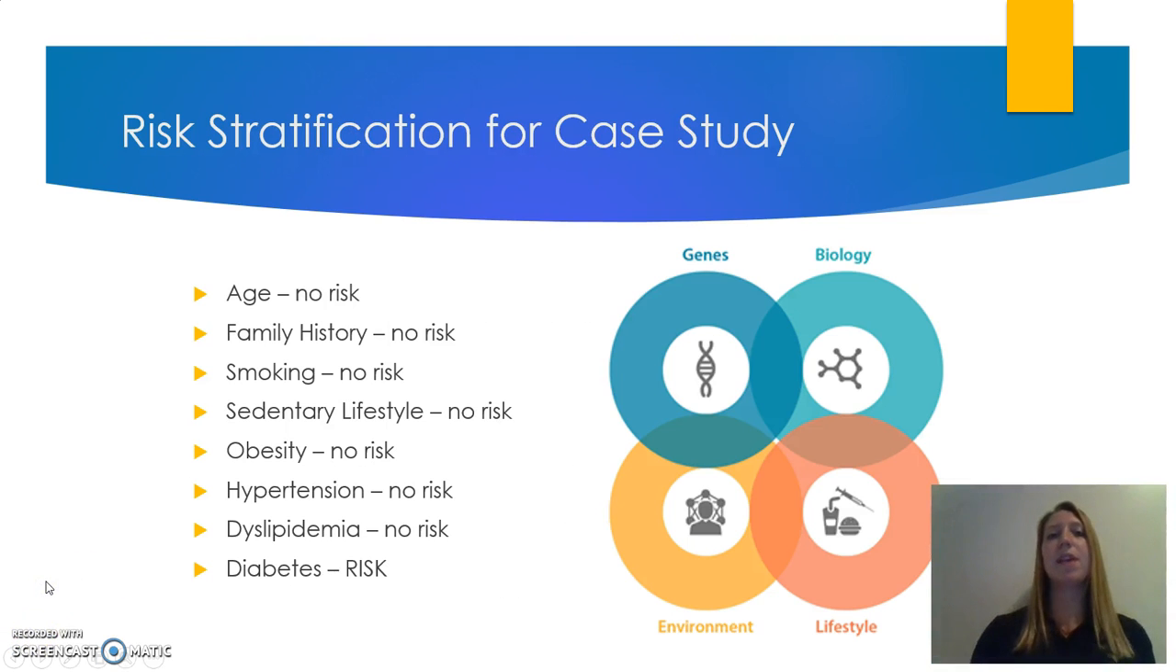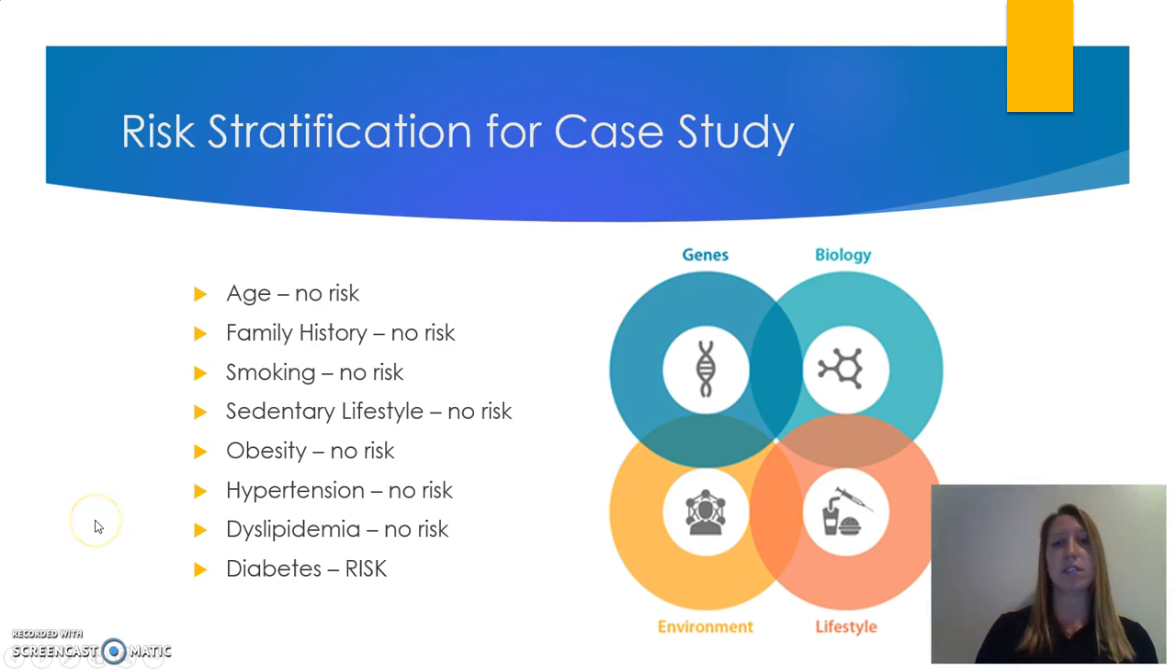So now to get more into the case study, this is the breakdown of the risk stratification for our patient. To go through each of the age, the family history, smoking, sedentary lifestyle, obesity, hypertension, dyslipidemia, and diabetes. Again, the only risk necessarily on this list is her CF-induced diabetes. However, because CF is a pulmonary disease, she's automatically a high-risk patient.